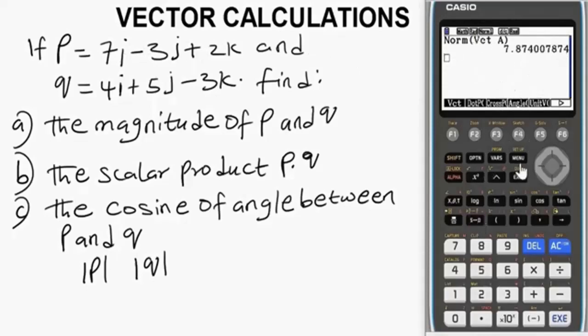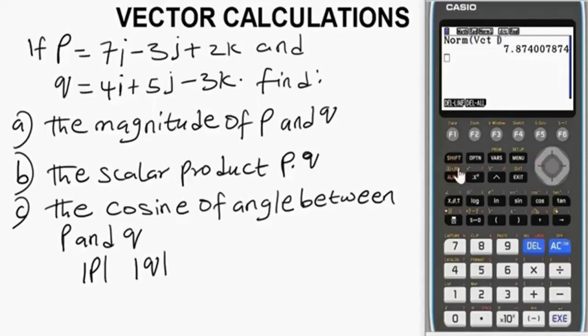So it's as simple as that, guys. Let's delete everything and press exit. Okay, delete. Or let's find the magnitude of vector Q at the same time. What you have to do is to use the navigation button. So our vector Q on this calculator is our vector B.